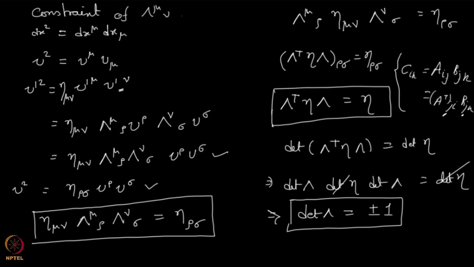Okay, I can derive one more constraint on one of the elements. I can immediately see by doing the following. You go back to that equation in the box which I wrote. Let me write it again here: eta mu nu lambda mu rho lambda nu sigma, which is eta rho sigma. Okay. Now, what are the free indices in this equation? These are rho and sigma. All others are summed over, right? There is a summation which we do not make explicit.